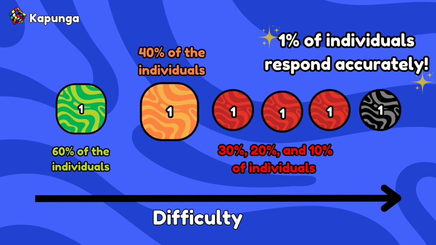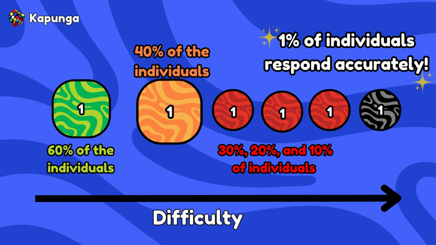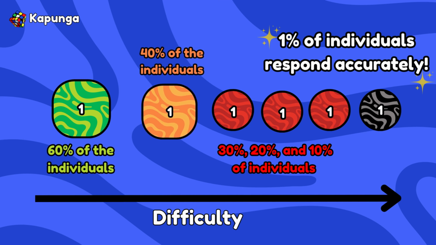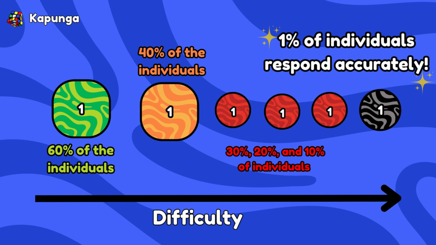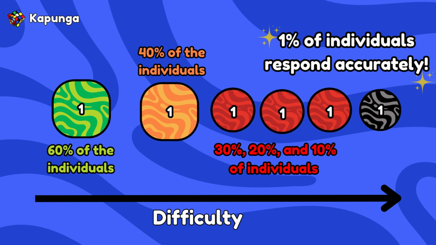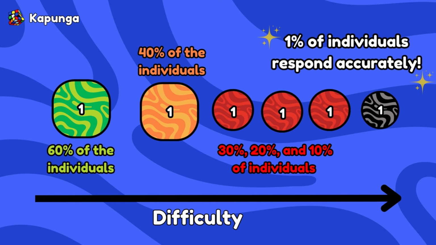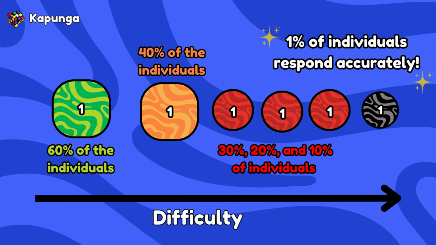A first level with 3 questions where only 60% of people answer correctly. A second level with 3 questions where only 40% succeed. A third level with questions that only 30%, 20%, and finally 10% of the population can solve. And finally, the ultimate level, with a question that only 1% of the population can answer without making a mistake.